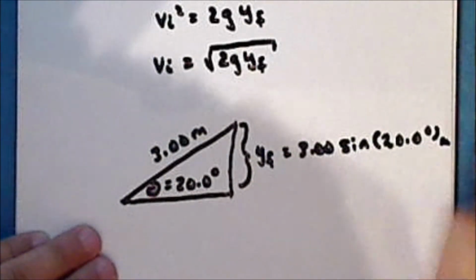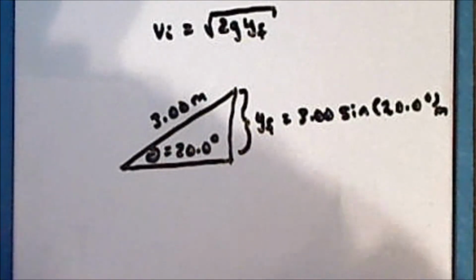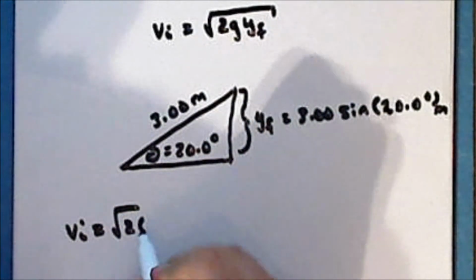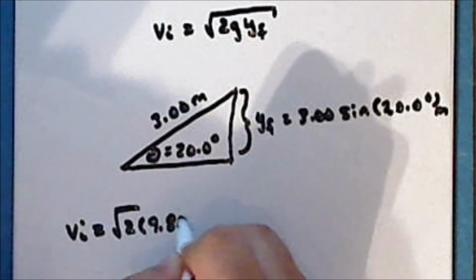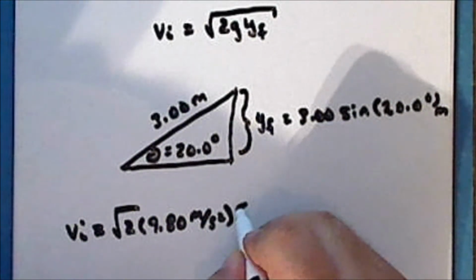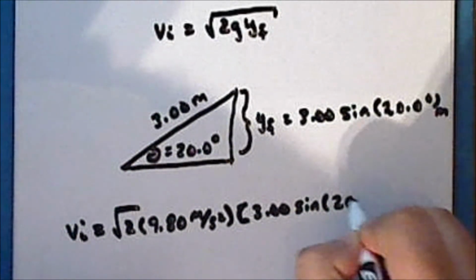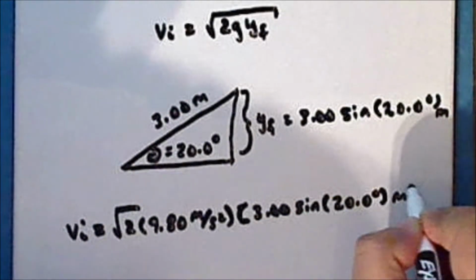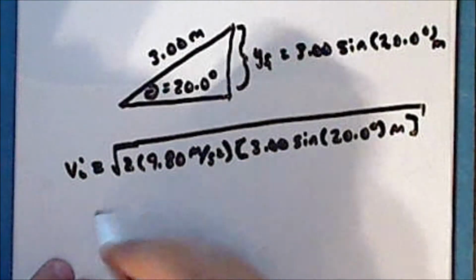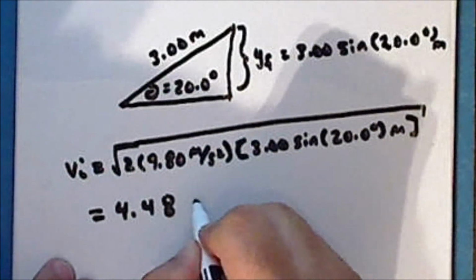In units of meters. And so the final speed is the square root of 2 times the acceleration due to gravity, which is 9.80 meters per second squared, times the height of the ramp, which is 3.00 times the sine of 20 degrees in meters. And to 3 significant figures, this is 4.48 meters per second.